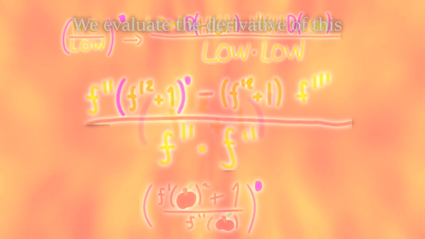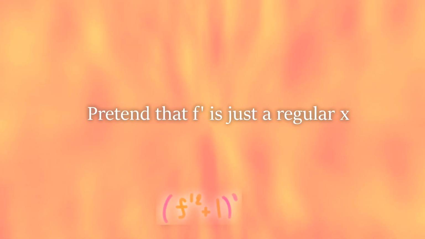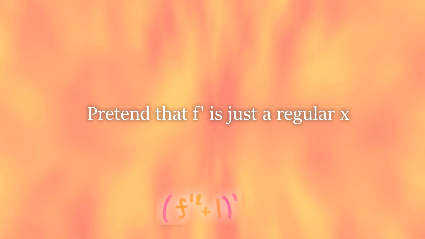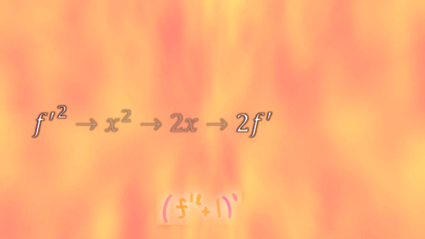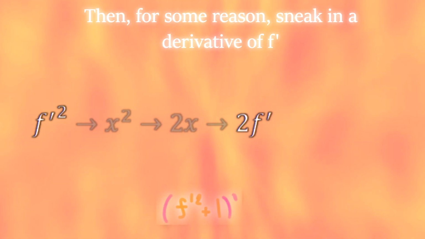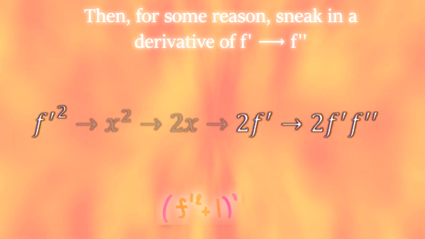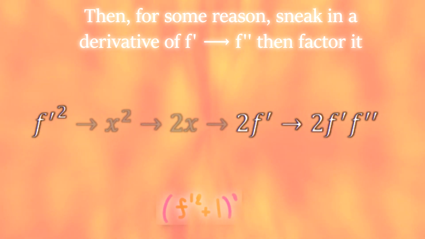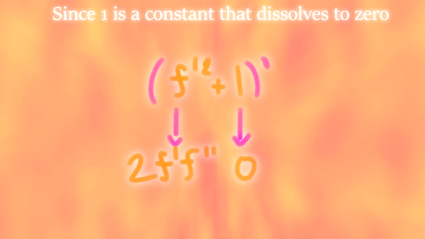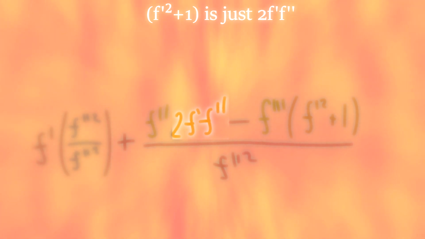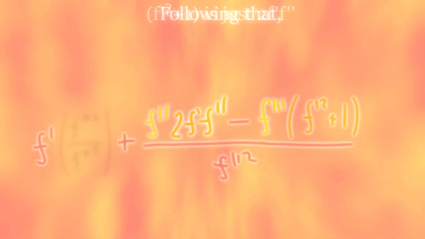Next, we evaluate the prime of f prime squared plus 1 using some chain rule. And chain rule is simply pretend that f prime is just a regular x to regularly derive, turning f prime squared to 2f prime. Then for some reason, sneak in a derivative of f prime, which is f prime prime, and factor it to the expression, yielding 2f prime f prime prime. Since 1 is a constant that dissolves to 0, the prime of f prime squared plus 1 is just 2f prime f prime prime.